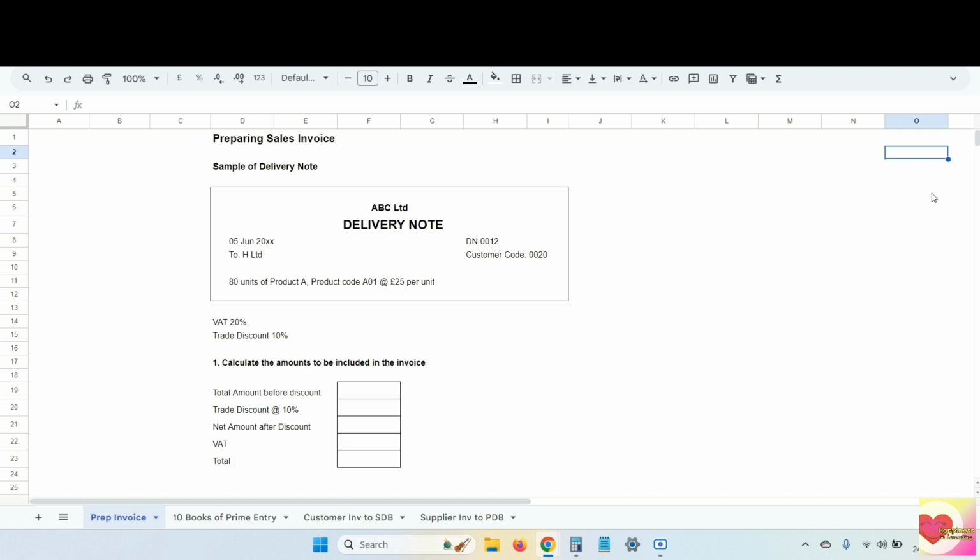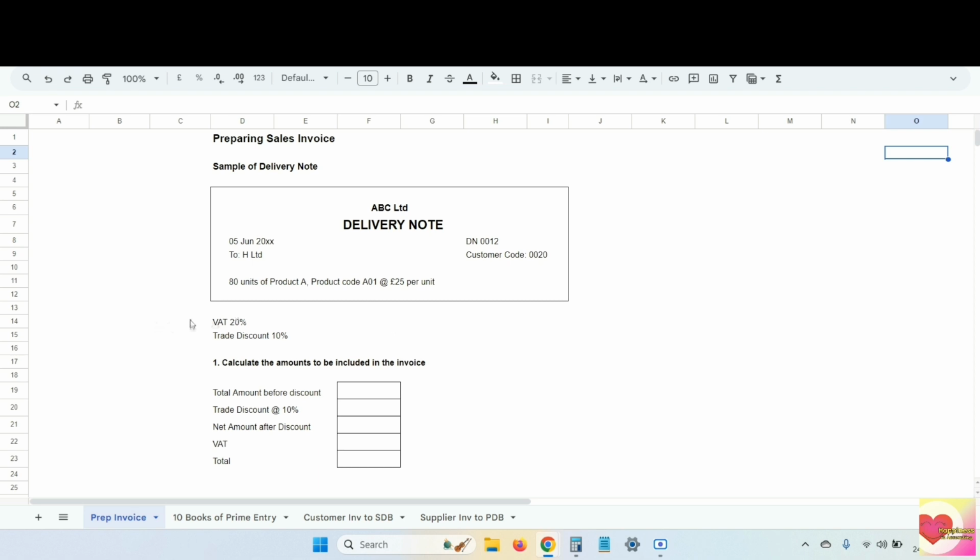Now we are going to prepare a sales invoice, getting the details from the delivery note. So for example, our company, ABC Limited, made a credit sale and delivered the goods to the customer. So this is the example of delivery note signed by the customer. In preparing a sales invoice, we have to check all the details in the delivery note, also other details, which is the VAT and the trade discount.